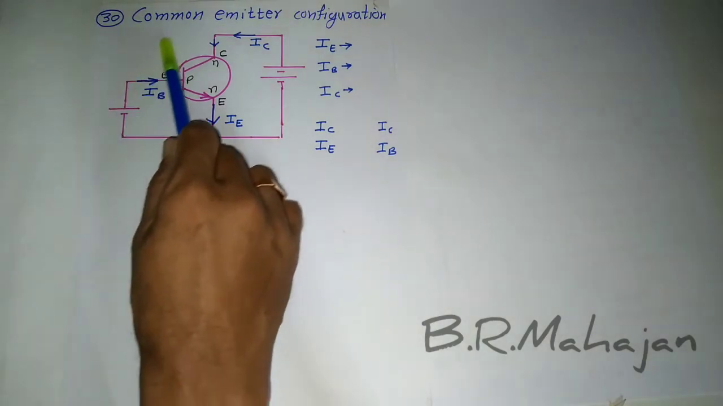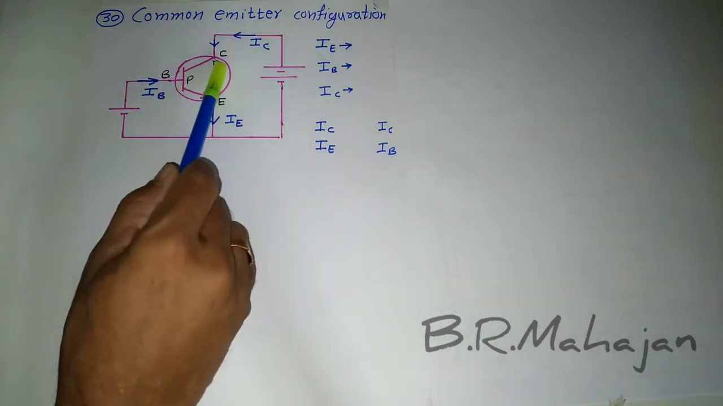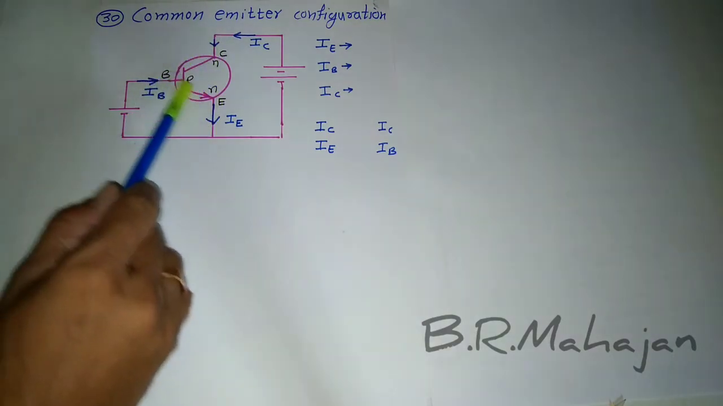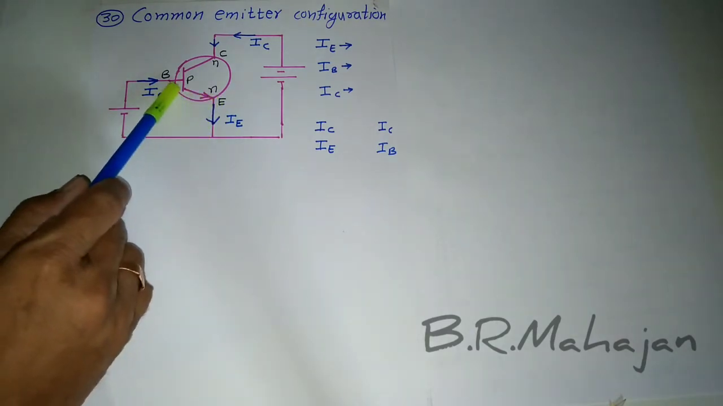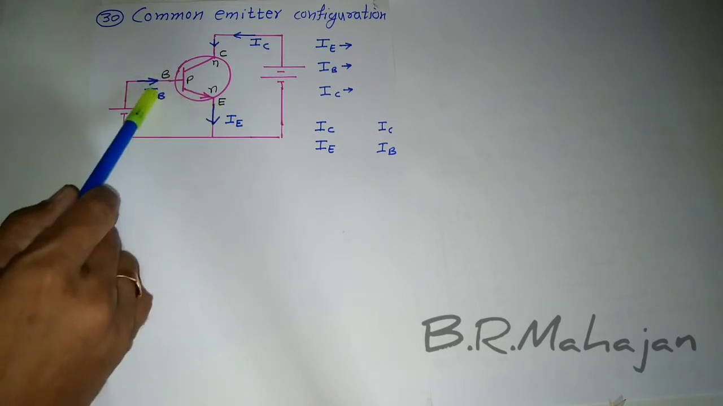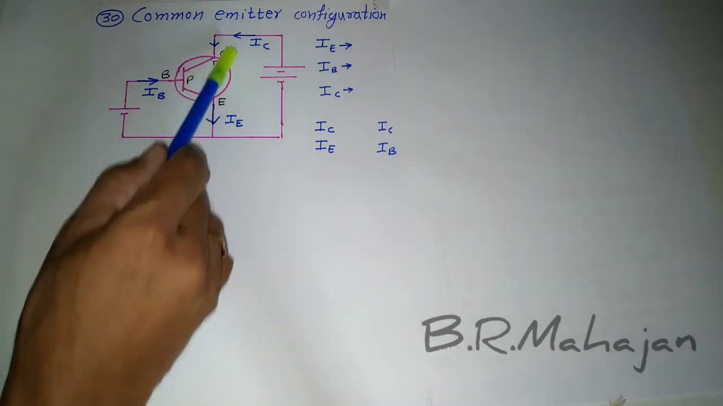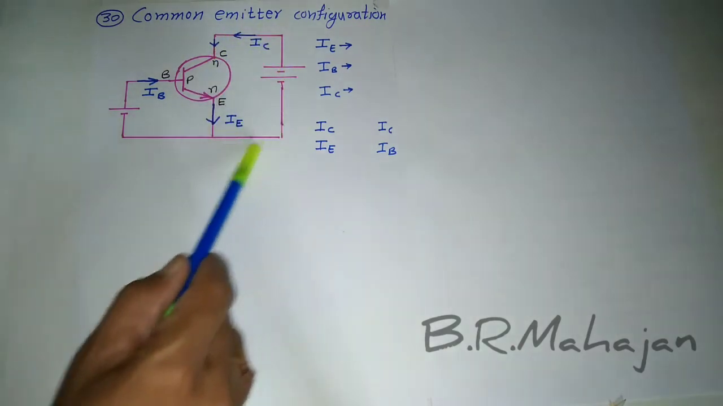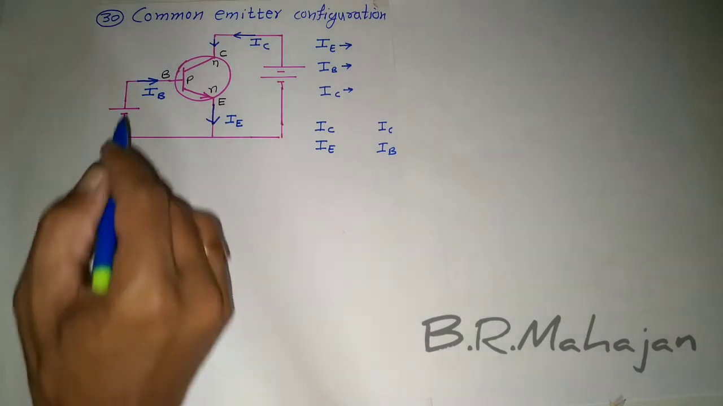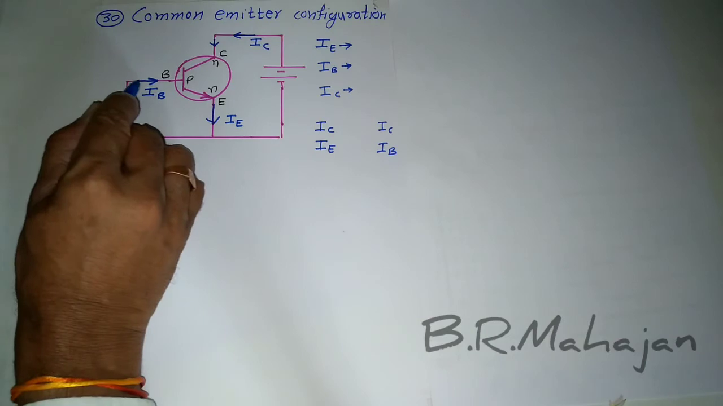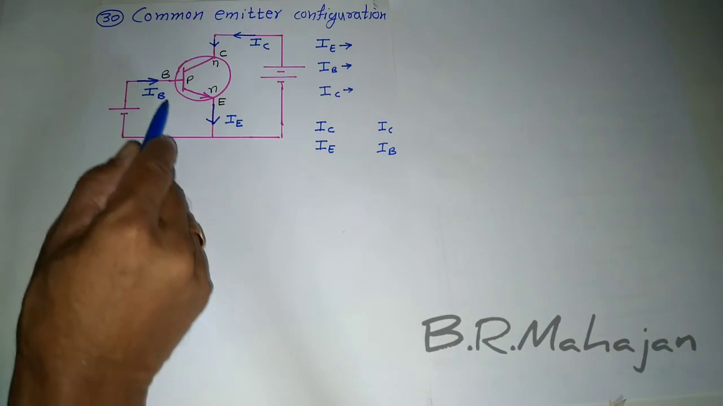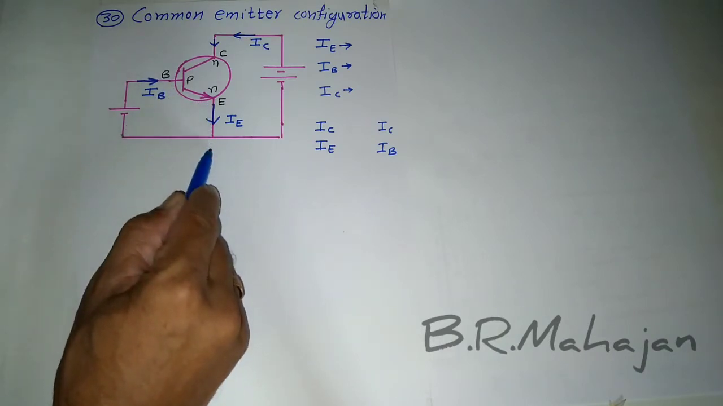I have drawn here the common emitter configuration of an NPN transistor, because you can see here the collector, base, emitter junction. At the emitter junction, current seems to be coming out from the emitter. The base emitter junction is forward biased by this battery, while the collector emitter junction is reverse biased by this battery. If you try to search for the direction of current, you can see here that the base current is entering inside the junction. The collector current is also entering inside the junction, while the emitter current is given out from the emitter junction.